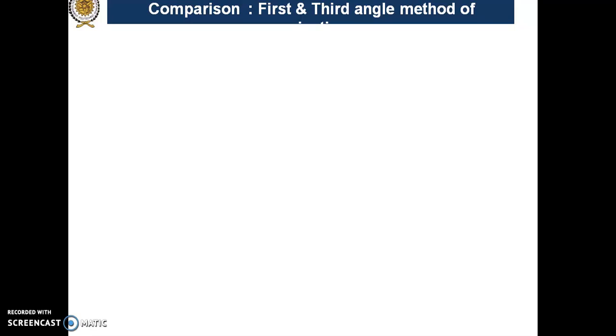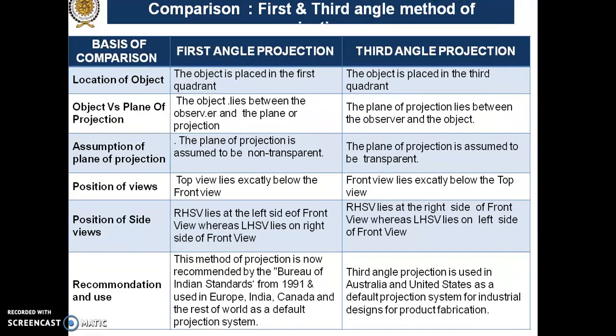Now let us summarize these by comparison of first and third angle method of projection. On the basis of comparison of these particular points, we'll see that the object is placed in the first quadrant for first angle, and the object is placed in the third quadrant for third angle. Similarly, we can see that the object lies between the observer and the plane in first angle, whereas the plane of projection lies between the observer and the object in third angle. If you summarize all these things, we'll be able to get the different views like this.